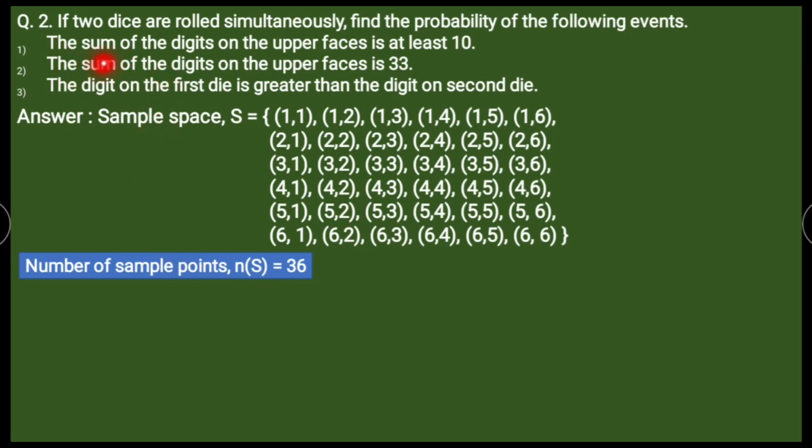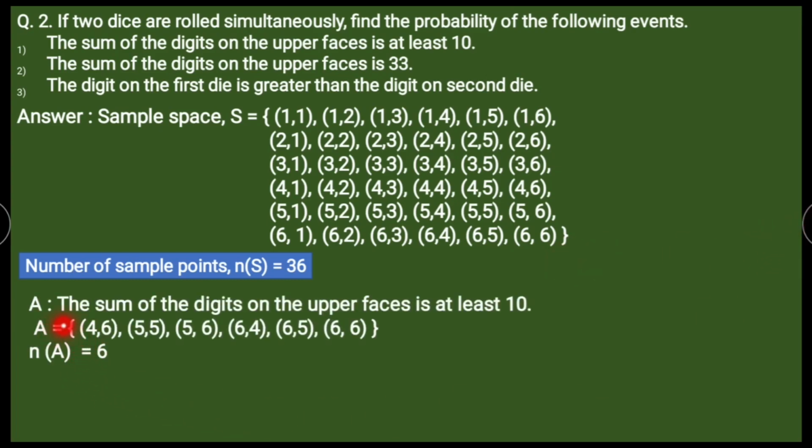So see the first event, the sum of the digits on the upper faces is at least 10. That means we require the sum of the digits on the upper faces to be 10 or more than 10, because at least 10 is given, and if you observe, the highest sum is 12. So we require the sum as 10, 11 or 12. So we write A as the sum of the digits on the upper faces is at least 10. So A contains the elements (4,6), (5,5), (5,6), (6,4), (6,5), (6,6).